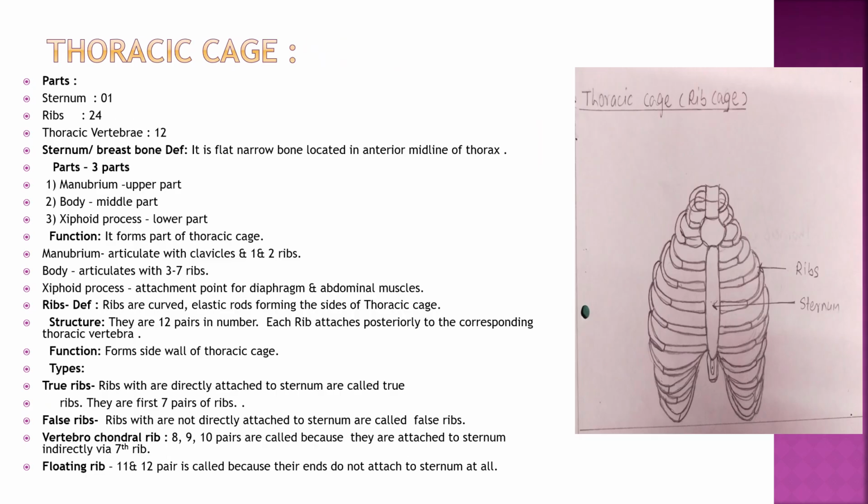Then thoracic cage. So it is mainly made up of sternum, 1 bone, ribs total 12 pairs, that is 24 in number, and thoracic vertebrae 12. So the main function of the sternum is to protect the internal organs, that is heart and lungs present in the chest. Then ribs, they are attached to the sternum, and a few ribs are free. So those which are attached are called true ribs, and those not attached are called false ribs. So these are the thoracic cage which functions for the protection of the internal organs like heart, lungs and aorta.